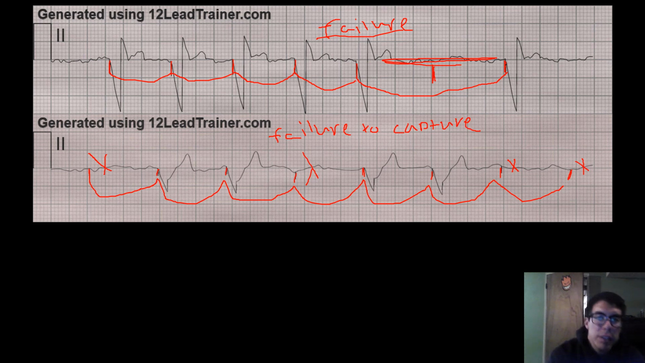And again, just to review, whenever you see pacer spikes that are not at a regular interval, that would be a failure or malfunction of the pacer. Whenever you see pacer spikes that are at a regular interval, but they're not always generating either a P wave or a QRS complex, that would be a failure to capture.